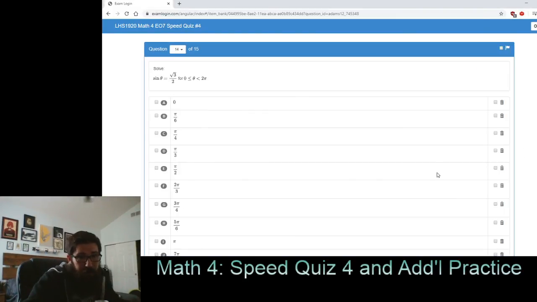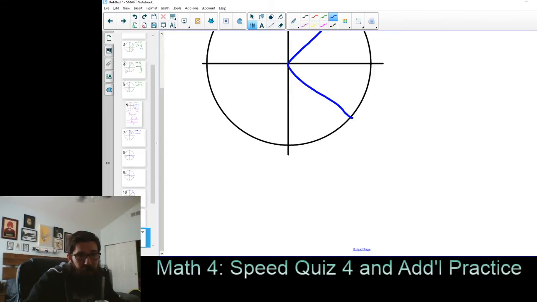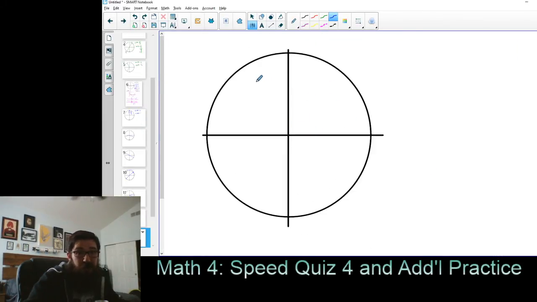When is sine equal to root 3 over 2? I'm looking for a positive y value, which is quadrants 1 and 2. It's a big y, so it's going to be this angle right here. That's going to be pi over 3 and 2 pi over 3.